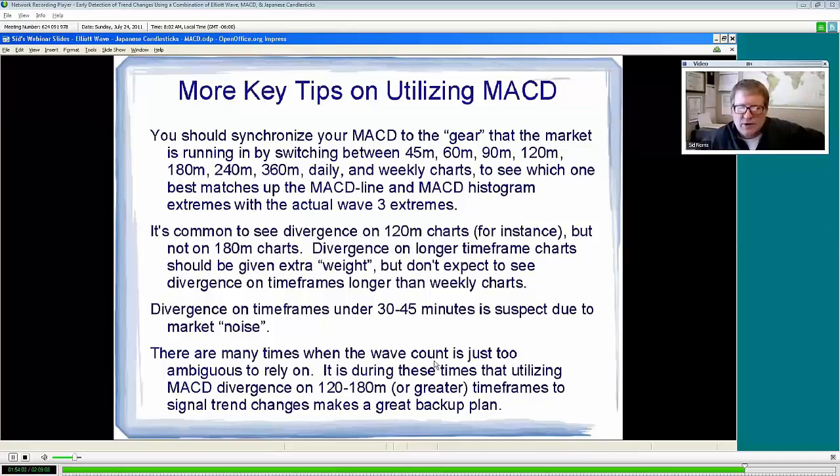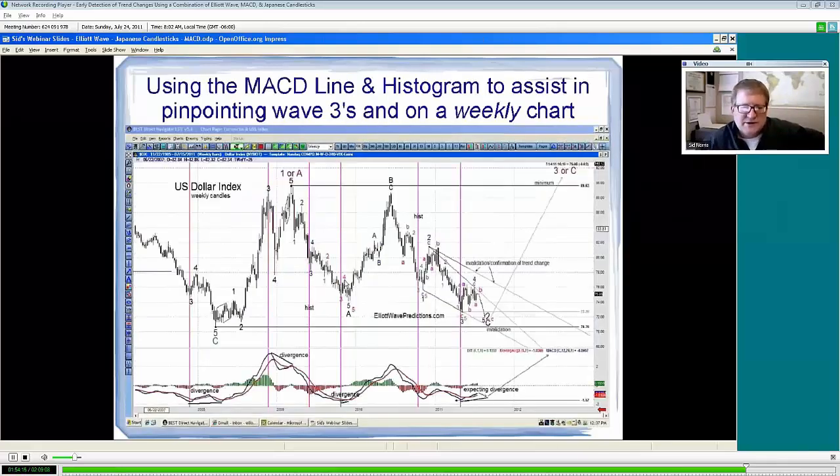There are many times when the wave count is just too ambiguous to rely on. It's during these times that utilizing MACD divergence on 120 to 180-minute chart or greater time frames to signal changes is a great backup plan. So I'm going to show you an example of that very quickly in just a second, a very recent example of it.